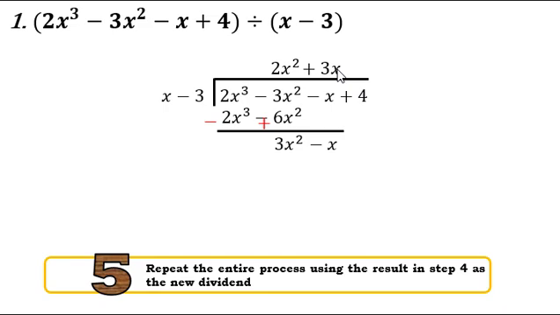So same process, 3x multiply to x is equal to 3x squared. And 3x times negative 3 is equal to negative 9x. At ang subtrahend natin ay papalitan ulit natin ng symbol. So yung 3x squared ay magiging negative 3x squared at yung negative 9x naman ay magiging positive 9x. So 3x squared minus 3x squared is equal to 0 and negative x plus 9x is equal to 8x.